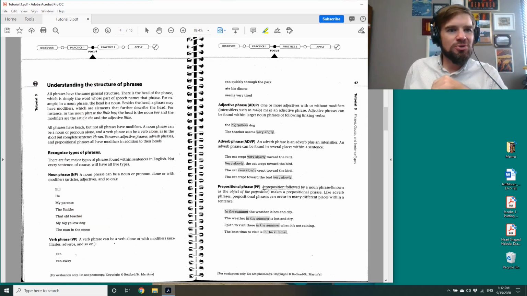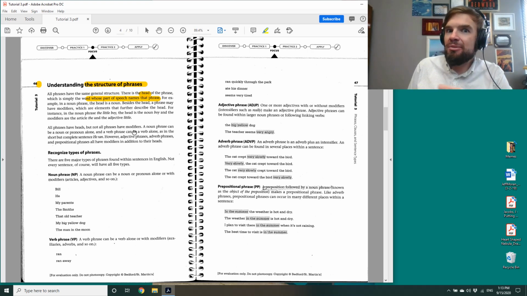Great. So we're going to continue here on page 46. So understanding the structure of phrases. Now, all phrases have the same general structure. There is a head of the phrase, which is simply the word whose part of speech names the phrase. And again, we talked about this already at some point, very likely. If you have a prepositional phrase, then the head of that phrase is a preposition.